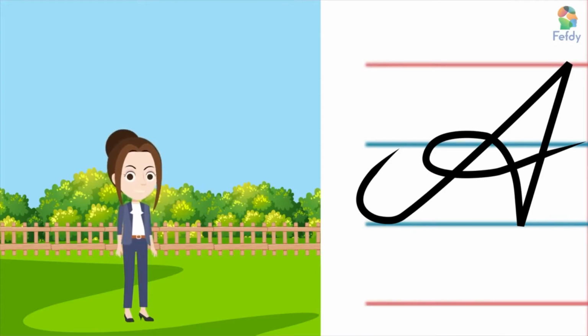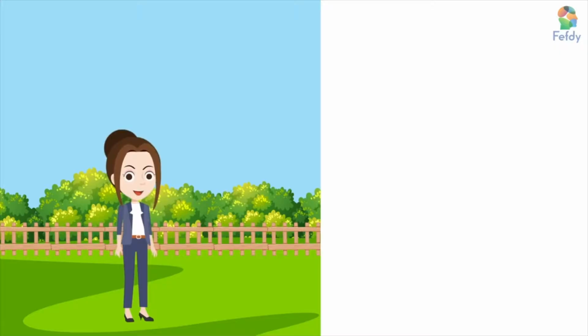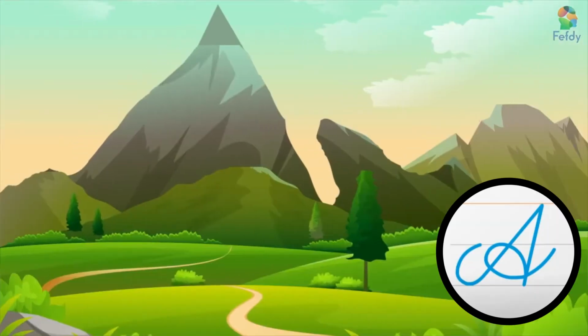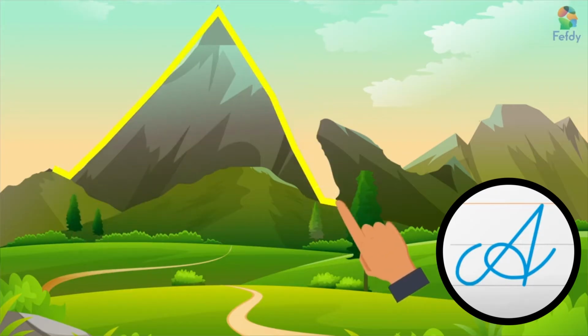Let's start. Have you ever seen the hills? Do you recall how the hills look? First you go up and then down. So now we will trace this to write the letter A.